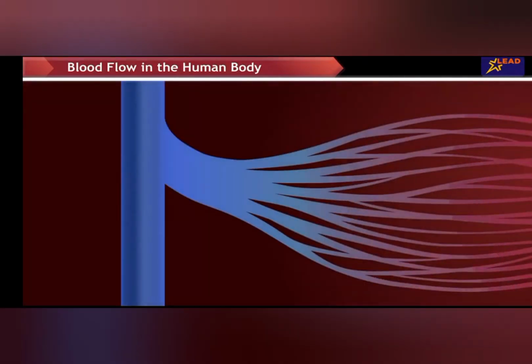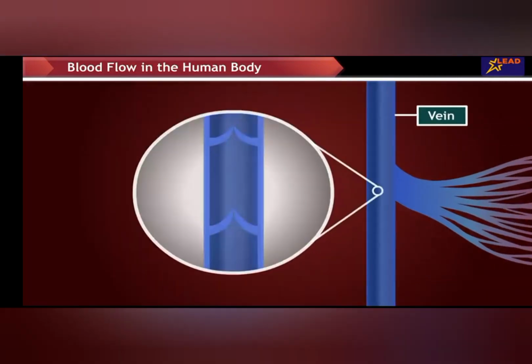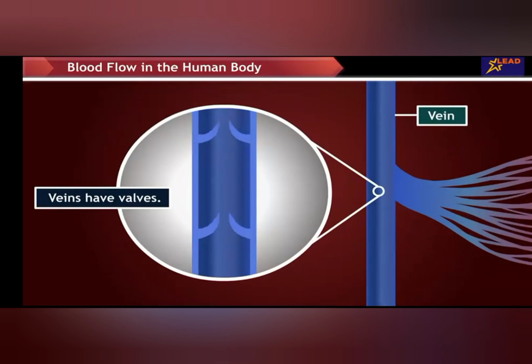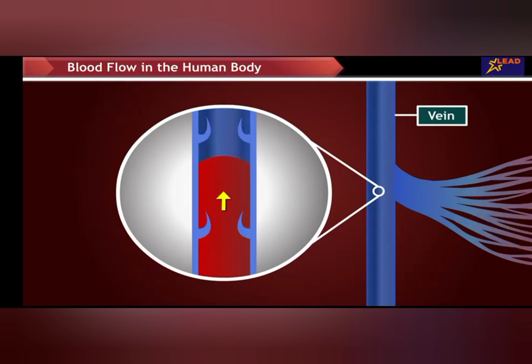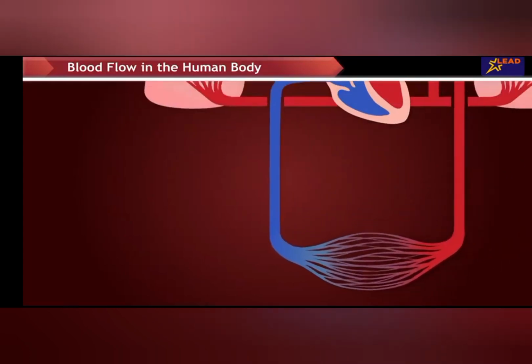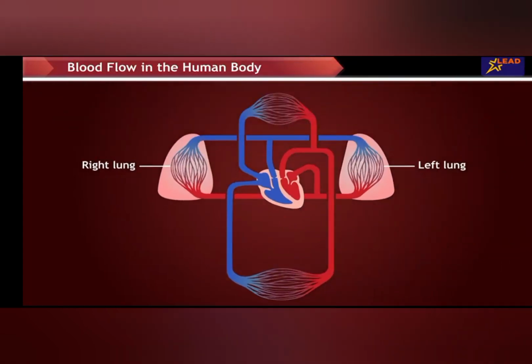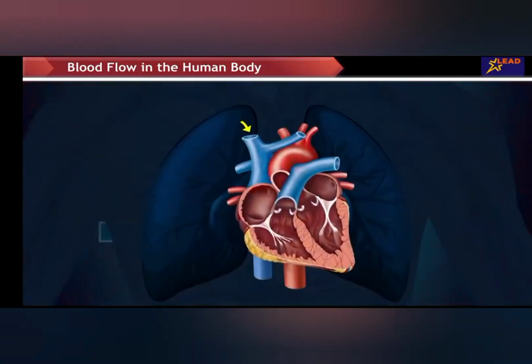The capillaries eventually merge into the veins, which carry the carbon dioxide-rich blood towards the heart. Unlike arteries, veins have valves. Why do you think veins need valves? Veins have valves to ensure that the blood, which is flowing with lesser pressure than in arteries, flows only in one direction. The veins from the body come together to form the main vein called the vena cava, through which the carbon dioxide-rich blood enters the right atrium.